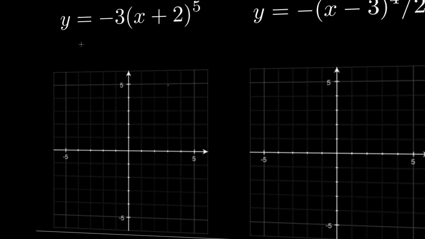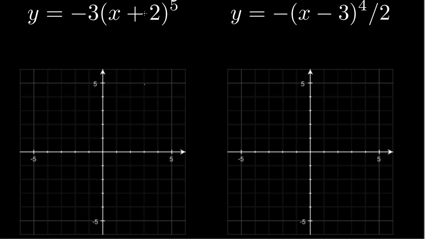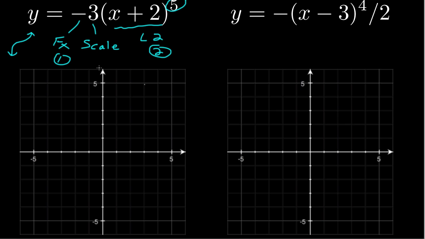Here are two examples of graphing power functions that involve transformation. In the first, we have an odd exponent, which means the original shape will be the S-shaped graph. The negative here indicates a flip across the x-axis. The 3 is a scale factor. And the plus 2 inside the parentheses means a shift left 2 units. In order, a flip across the x goes first, left and right goes second, and scale factor is the third thing.